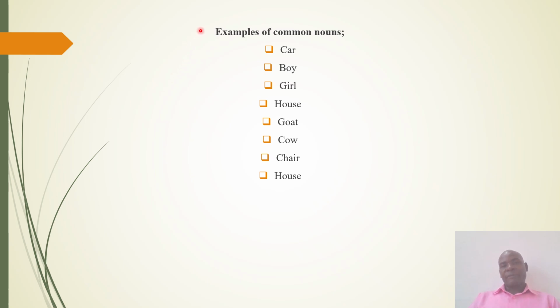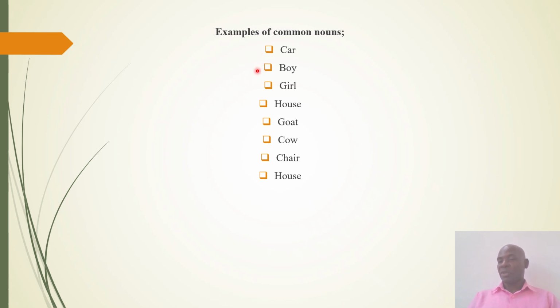Among the examples of common nouns that we have, we already talked about this, but we can still do it again. We have examples like car, boy, girl, house, goat, cow, chair, and many others that you can see. We are referring to these nouns in a general way, because when you talk about a car, you are not specifying the type of car. It can be big, it can be small.